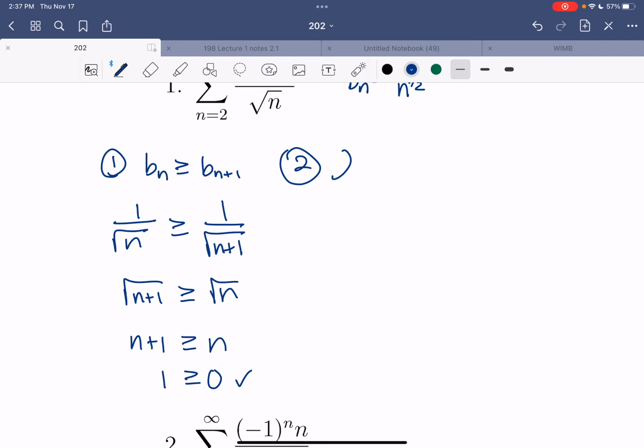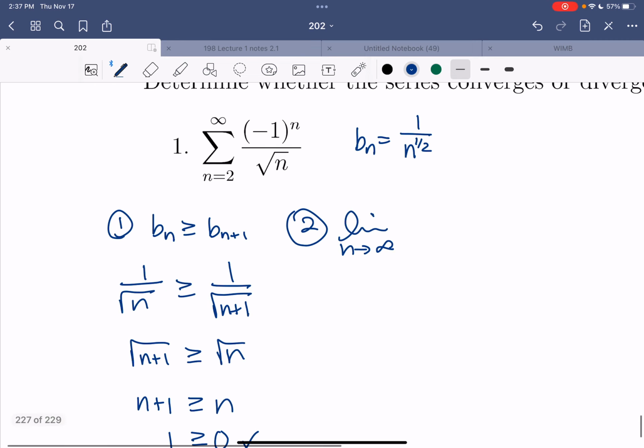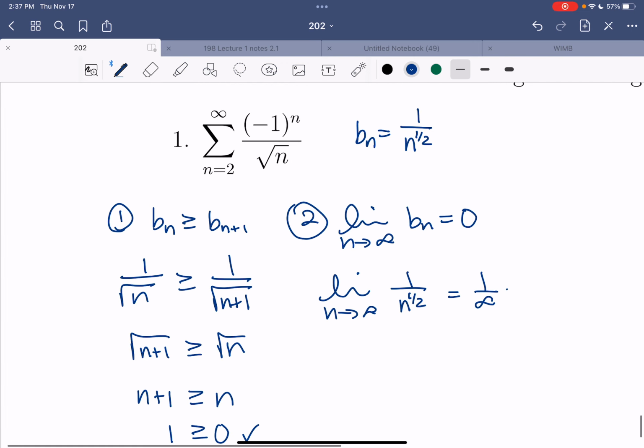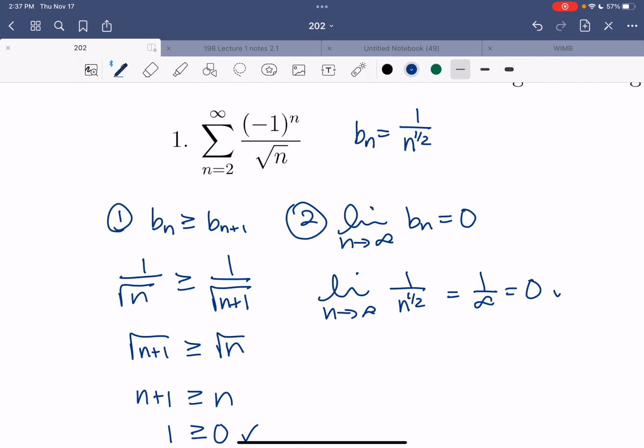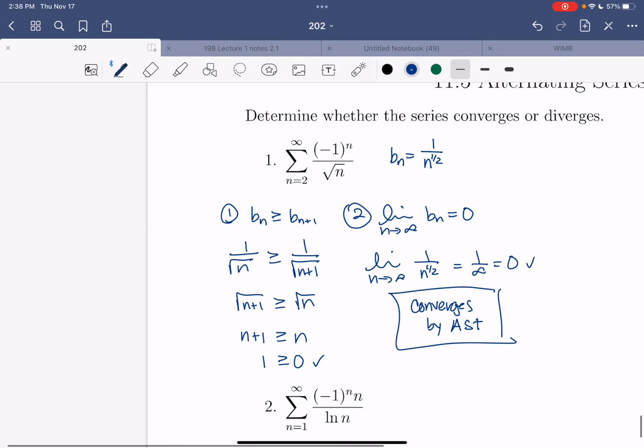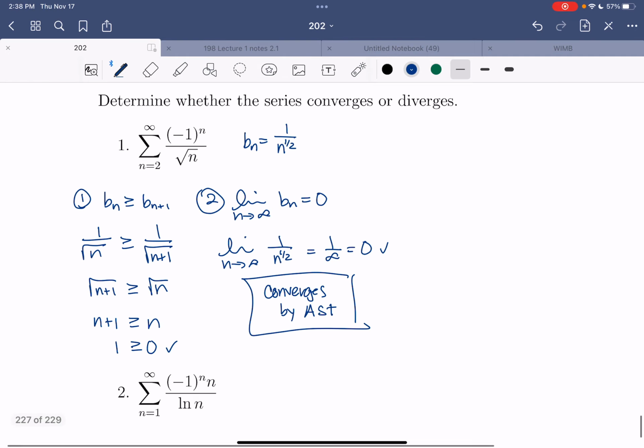Number 2, we want to show that the limit as n goes to infinity of bn is equal to 0. So we take the limit as n goes to infinity of 1 over n to the 1/2. That's 1 over infinity, which turns out to be 0. Which means that it converges by the alternating series test. Okay, which is what we want.